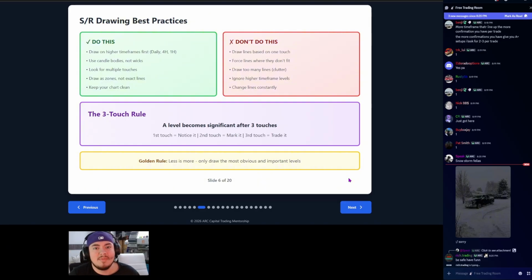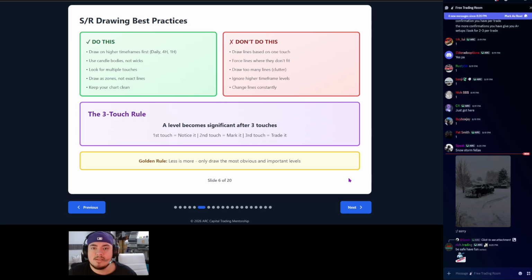Remember, every time that a level gets tested, that level becomes more significant. Draw as zones, not exact lines. Remember, guys, you want to give yourself a little wiggle room when drawing these levels or zones. Stocks don't always come and touch the level right to the point. Sometimes it does, right? But not always.